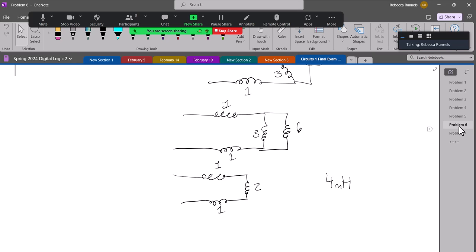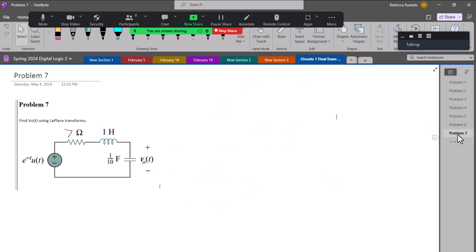All right. So now the moment you've all been waiting for. We're going to do a Laplace transform problem. This problem says to find V naught of t using Laplace transforms. And we would have to on this one, because notice our voltage source is not constant here, so we couldn't use just the formulas that we had on the other page.